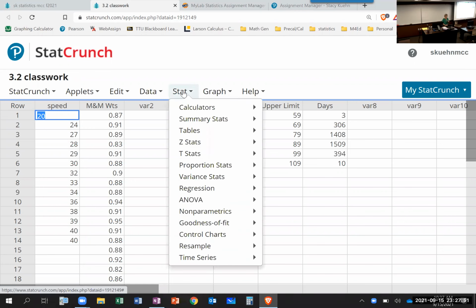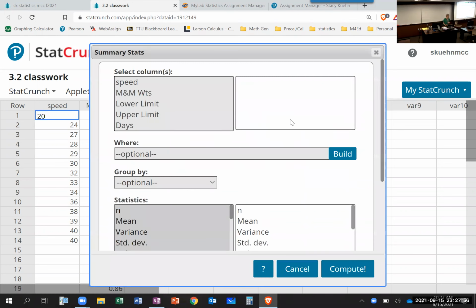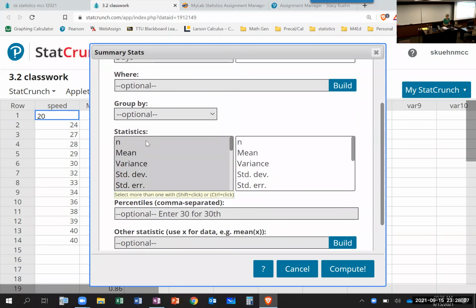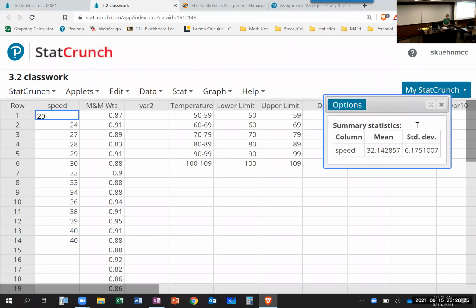I'm going to go to Stat, Summary Stats, and I choose Columns. Same thing we've been doing so far. Speed is listed in here already. This is where I come down to the statistics, which are in the middle of my pop-up, and I'm going to choose the mean and the standard deviation. And I'll hit compute. So the mean and the standard deviation.